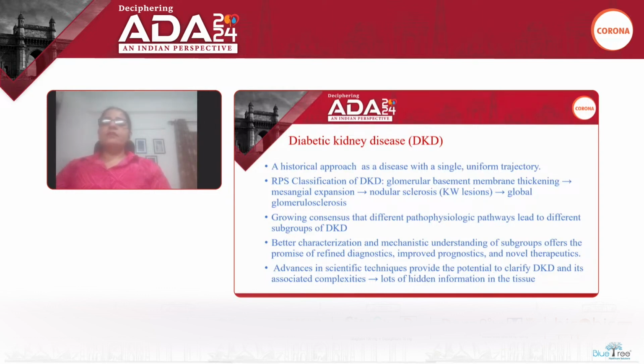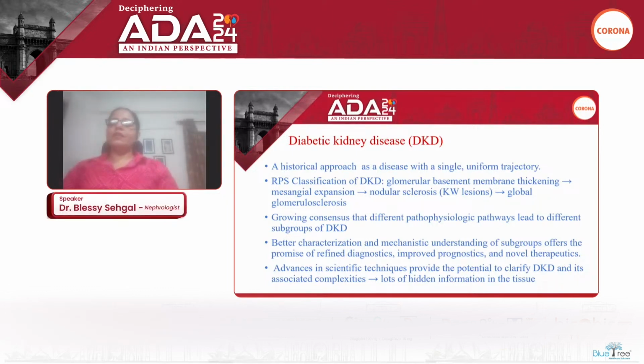But with recent growing consensus, it has been found that various different pathophysiological pathways are there in patients with diabetes who develop CKD. So it is not a uniform disease. It has various subgroups, and better characterization and mechanistic understanding of these subgroups offers us improved diagnostics and improved prognostics for these patients. Next slide.